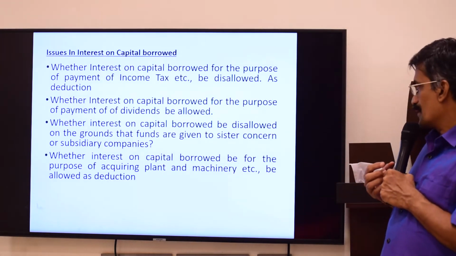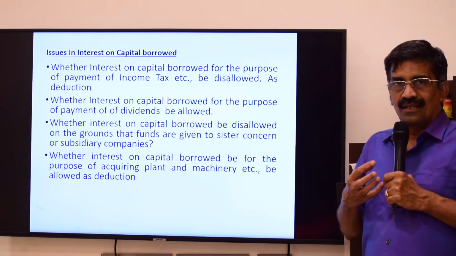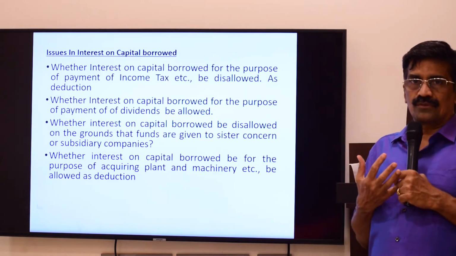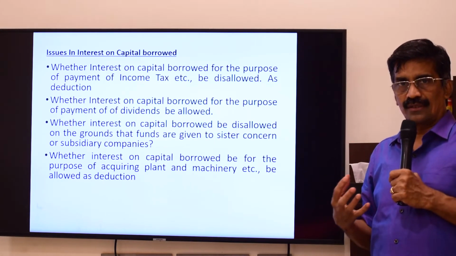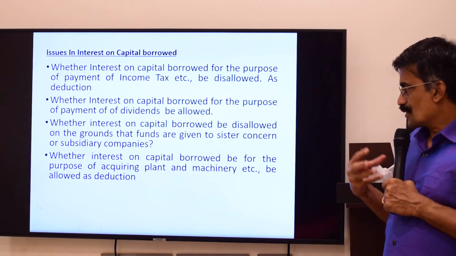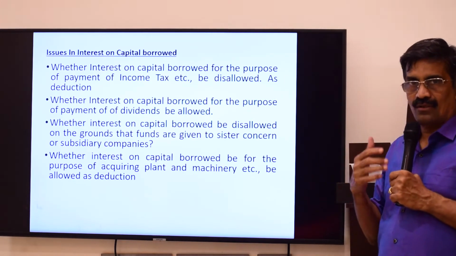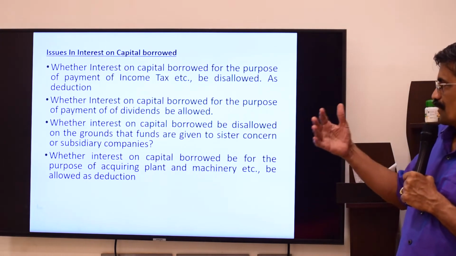Then we'll move to the last issue. What if I take a loan for the purpose of acquiring a fixed asset like plant and machinery? Now considering you also have AS 10, you also have AS 16 which deals with borrowing cost. So there is going to be a bit of a conflict here. The accounting would like to recognize it differently. So can I do it differently when it comes to computation of tax?